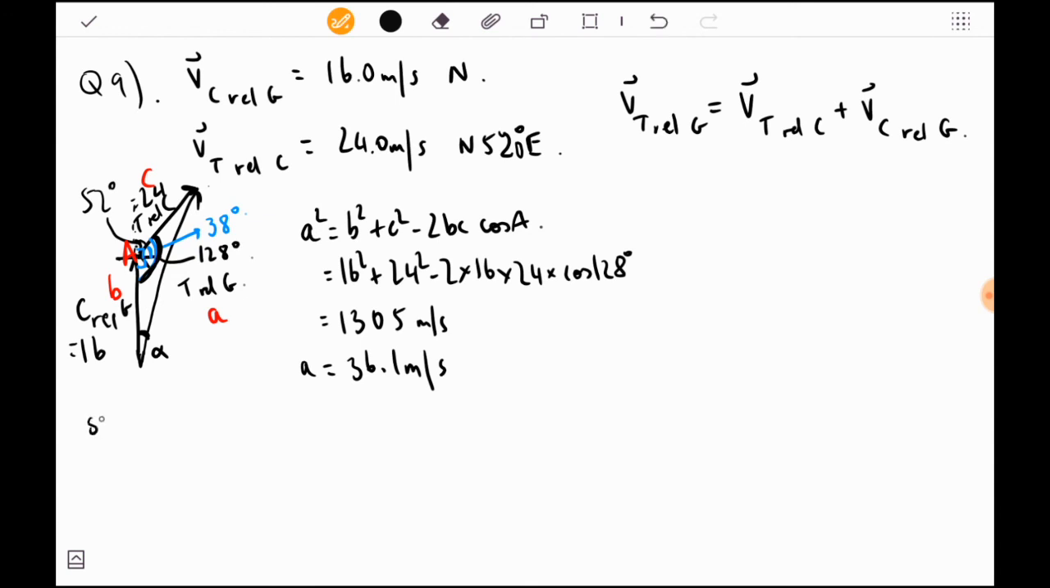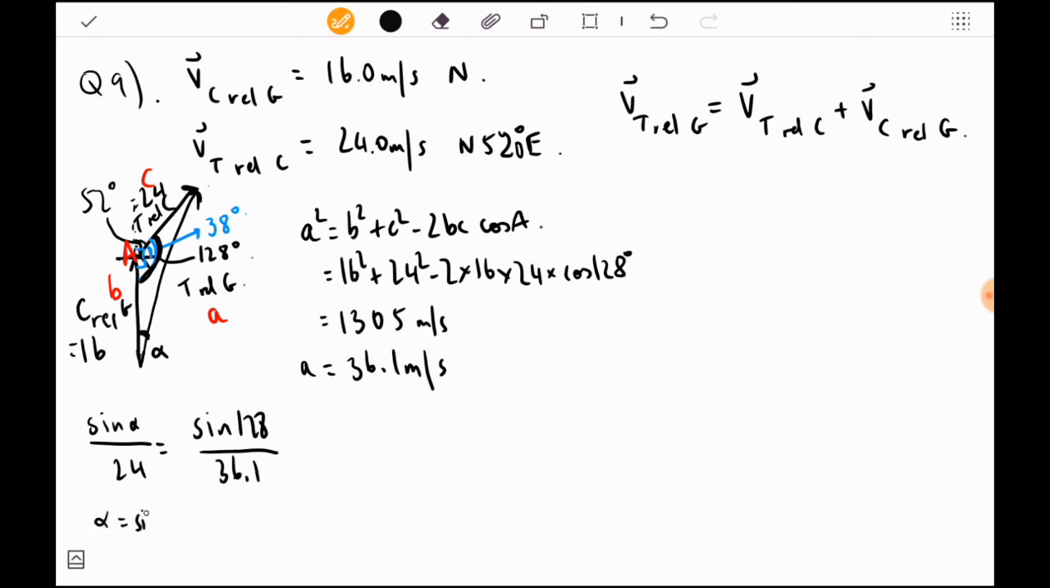So you can go sine alpha over, what's the opposite side? 24 is equal to, and we can use this angle here and this side, sine of 128 over A, which is 36.1.